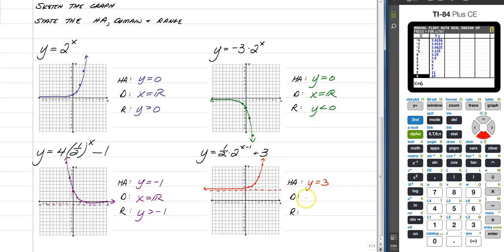And there we are. Your domain, still all real numbers. But our range, it's above your horizontal asymptote. So y is greater than 3. Okay? Now, as you can see, look at your domain or your horizontal asymptote and your range. Notice how they're all the same. The only thing you have to do is look at whether the graph is above it or below it. So since the horizontal asymptote is 3 and the graph is above it, your range is y is greater than 3. In this example, our horizontal asymptote is 0 because we had no vertical shift, but it's below the graph, so y is less than 0.